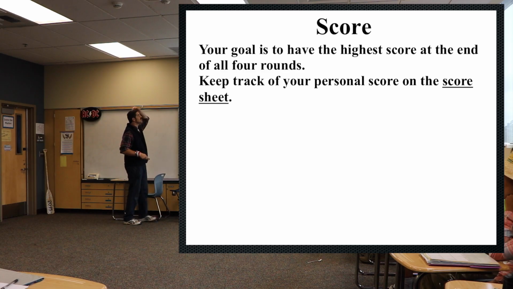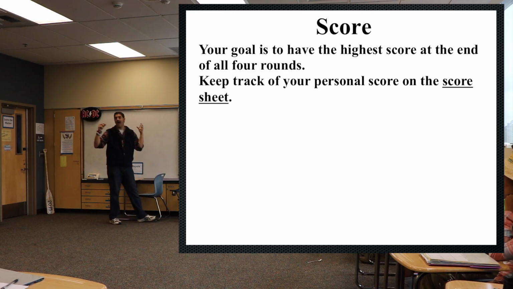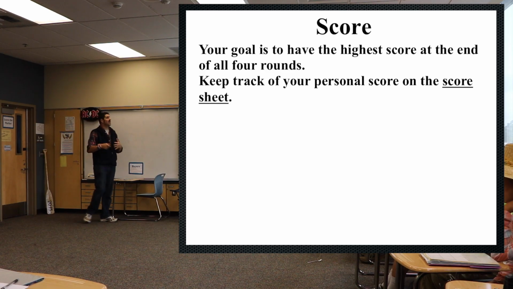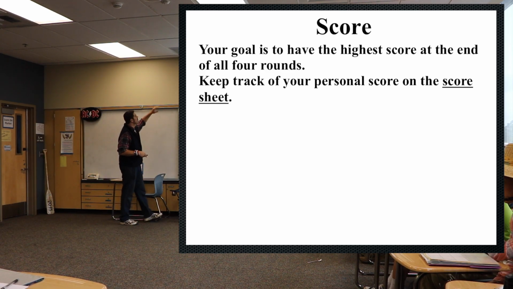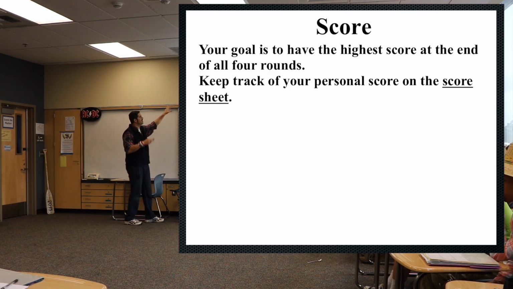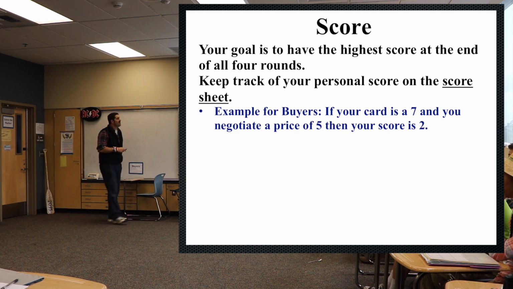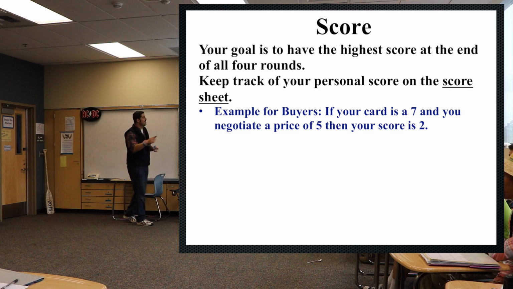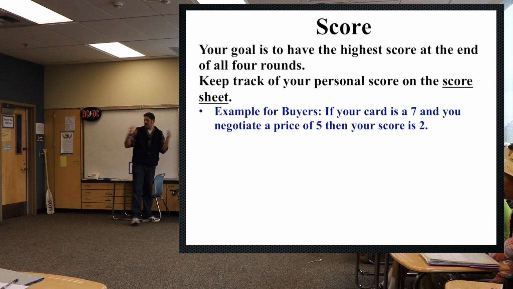Okay, one last thing. Your score is determined by the difference between the price and what you're willing to pay or sell something for. So we're going to have 4 different rounds. Keep track of your personal score on the score sheet. For example, if you're a buyer, if your card said 7, but you negotiate a price of 5, then your score is going to be 2, right? And you want the highest score possible.